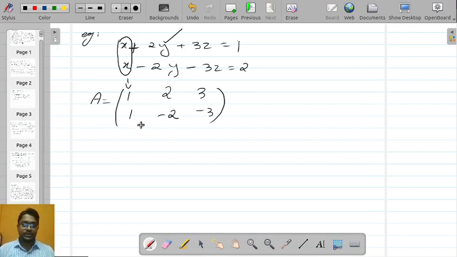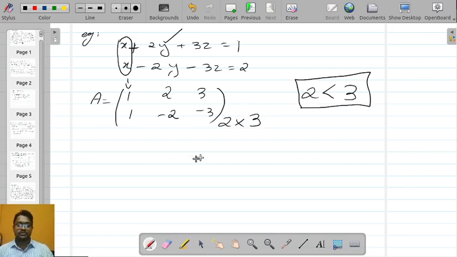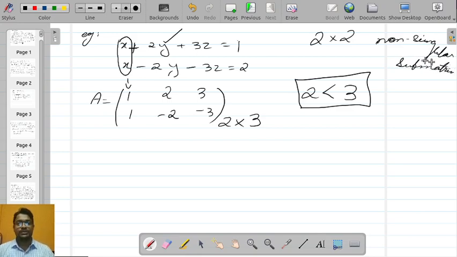Here you see this coefficient matrix is a 2 by 3 matrix, so it satisfies our first criterion that 2 is less than 3. So we have to look for a 2 by 2 non-singular submatrix. This is what we have to search. Can we get such a 2 by 2 non-singular submatrix? If we get one, then we will equate the other variables to 0 and obtain a solution of this system.